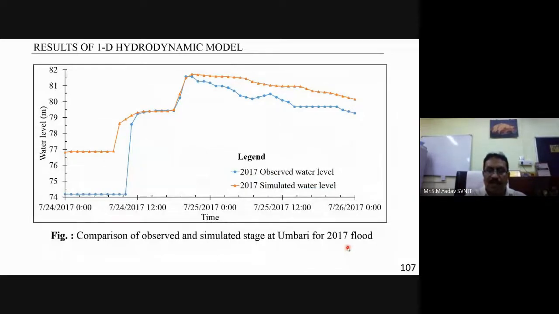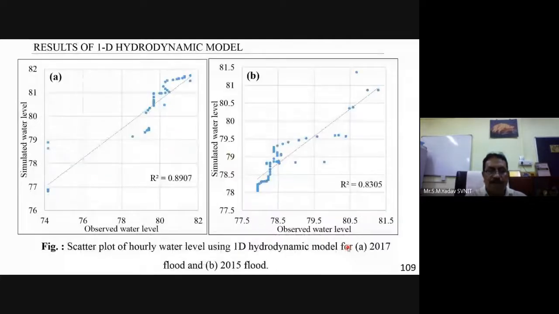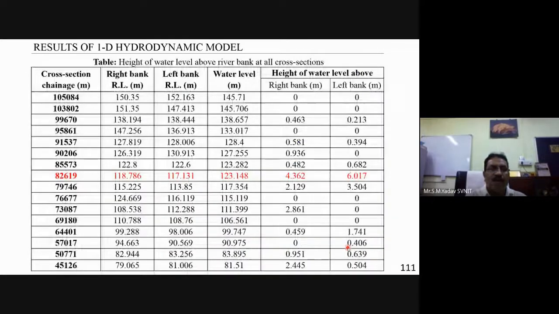For calibration and validation, we have used the data of the 2015 flood. These are the various values of simulated and observed water level for two different floods, 2017 and 2015, and we worked out the value of R square.